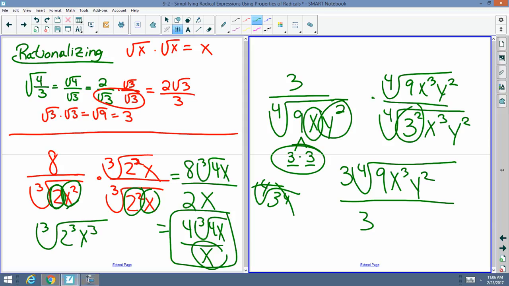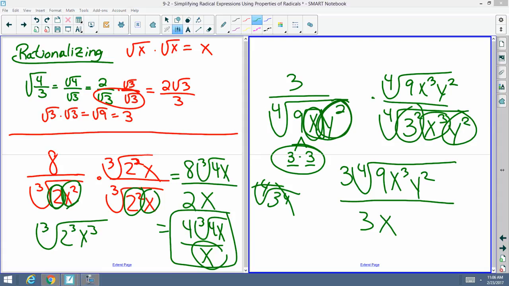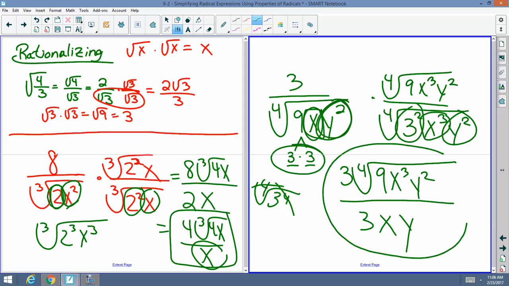So now I have x times x cubed. What's x times x cubed? x to the 4th. What's the 4th root of x to the 4th? x. And then what's y squared times y squared? y to the 4th. What's the 4th root of y to the 4th? y. The 3 is positive, so it does not have to go absolute value. And at this point, when they tell you to rationalize, they'll tell you to assume that all variables are greater than 0.